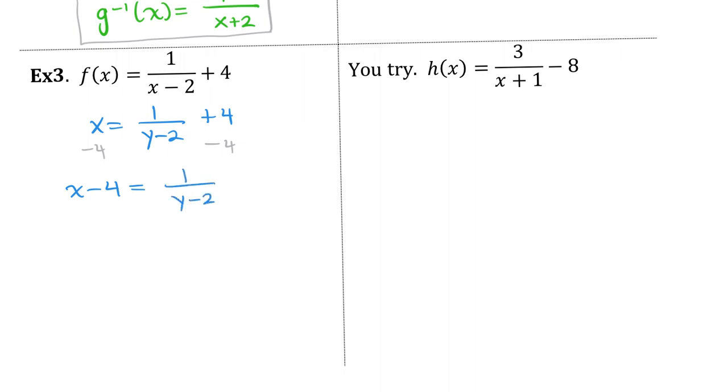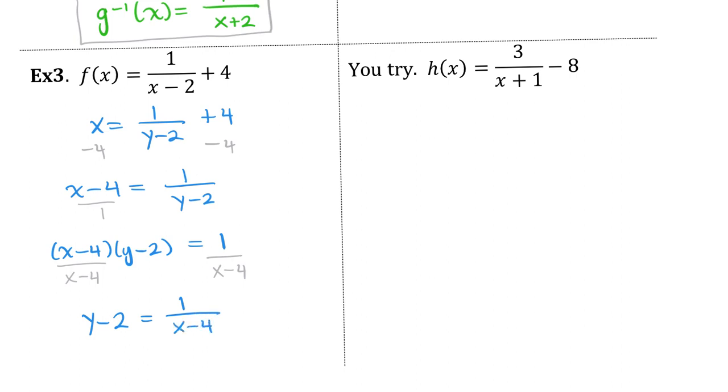Okay, I want to get the y out of the bottom, so let's cross multiply. Now when I cross multiply, I'm not going to distribute it because it's going to make it worse for me later. So I'm just going to do x minus 4 times y minus 2 equals 1 times 1 is 1. Now I want to get the y by itself, so I'm going to divide by the x minus 4. And yes, it's going to look weird. So I get y minus 2 equals 1 over x minus 4.